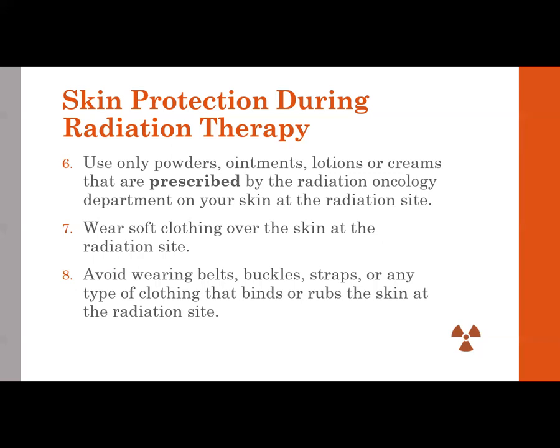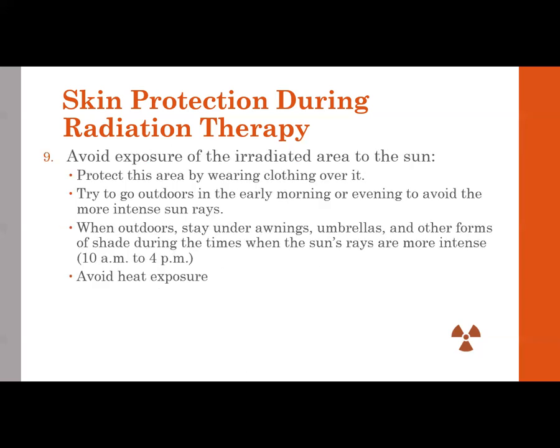Wear soft clothing over the skin at the radiation site. Avoid wearing belts, buckles, straps, or any type of clothing that binds or rubs the skin at the radiation site. Avoid exposing that area to the sun. Protect this area by wearing clothing over it. Try to go outdoors in the early morning or evening to avoid the more intense sun rays. When outdoors, stay under umbrellas or other forms of shade during the times when the sun's rays are more intense, so 10 a.m. to 4 p.m., and avoid heat exposure.